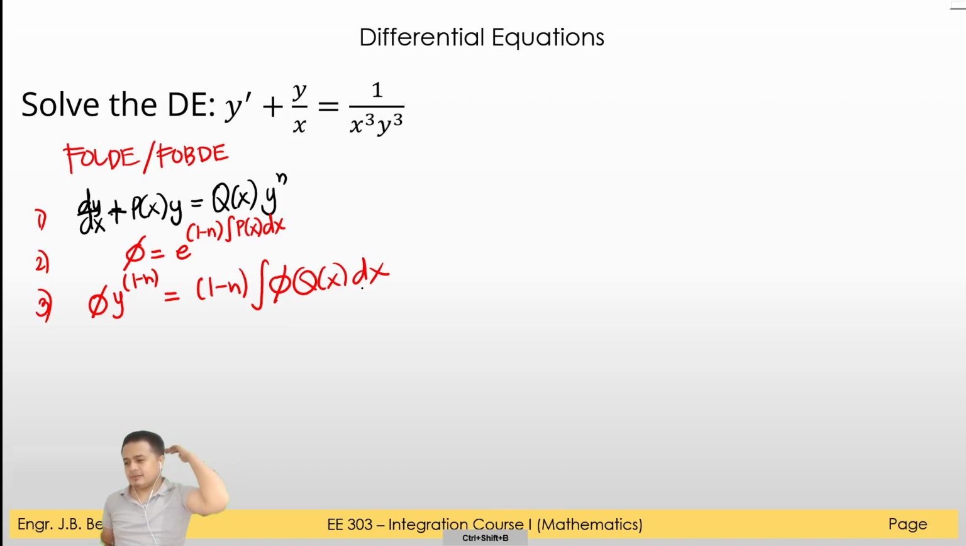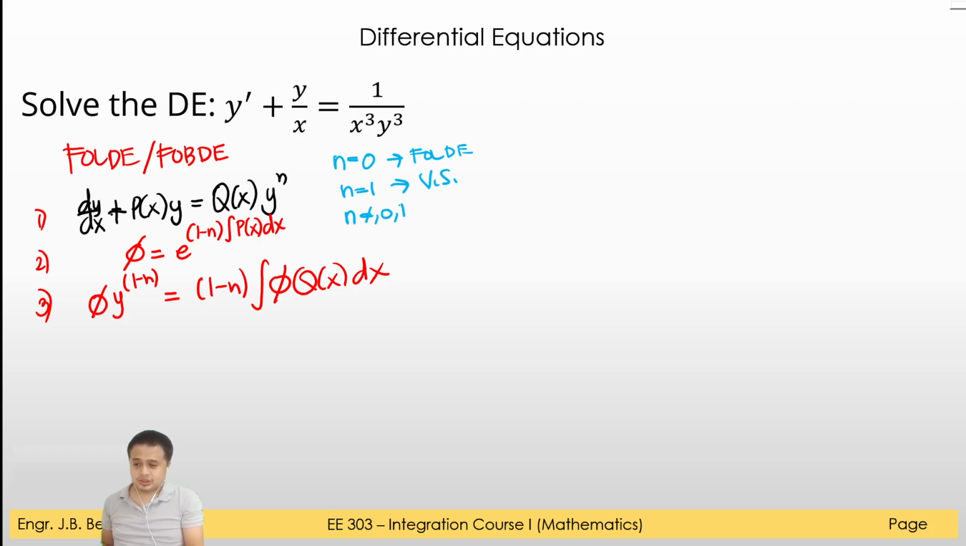But basically, if you have a function that looks like this, sometimes y to the n can be 0. If n is equal to 0, this will be a first order linear differential equation. If n is equal to 1, this will actually become a variable separable differential equation. But if n is not equal to 0 or 1, usually an integer, but I don't have a proof, I won't discuss that anymore. If this is not equal to 0 or 1, this will be Bernoulli.